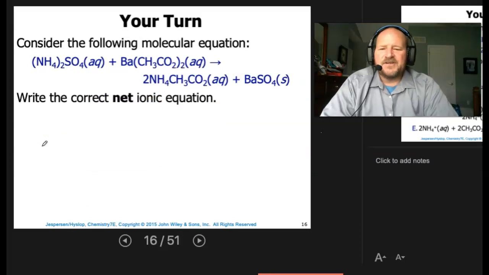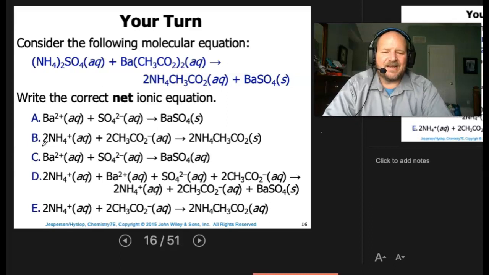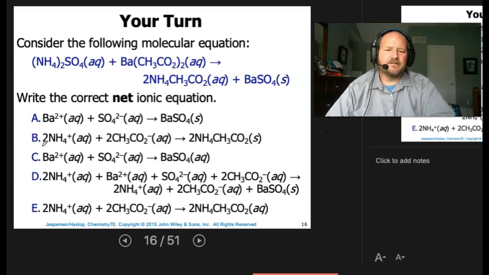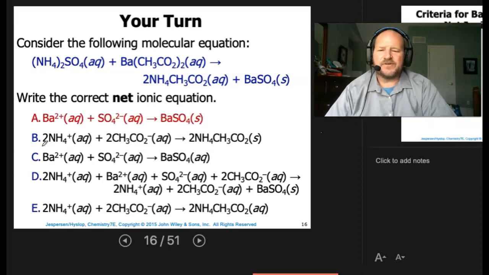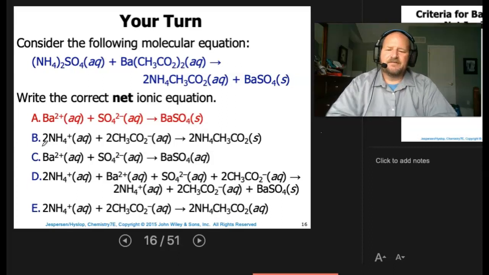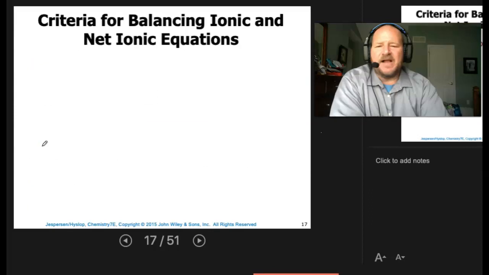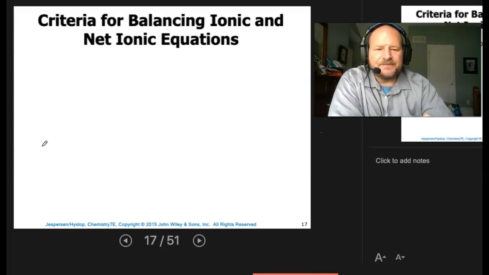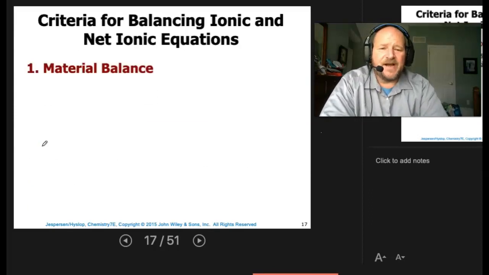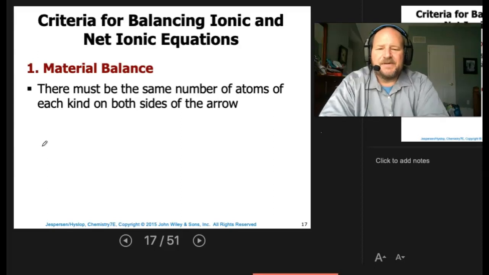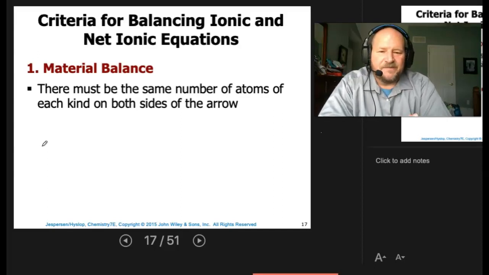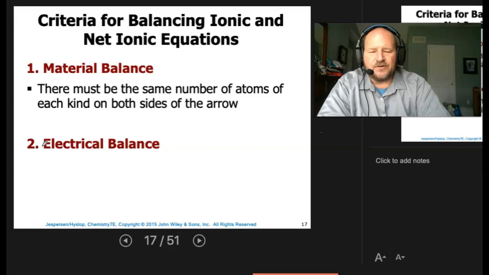All right, so consider this following molecular equation. Write the correct net ionic equation. And hopefully you selected A. Okay. Now, criteria for balancing ionic and net ionic equations. First, we do a material balance. Right, there must be the same number of atoms. That's just like we saw before. The new piece will be the electrical balance.